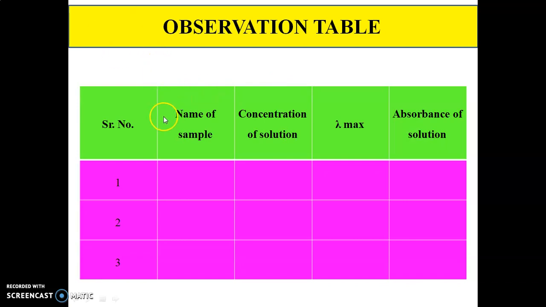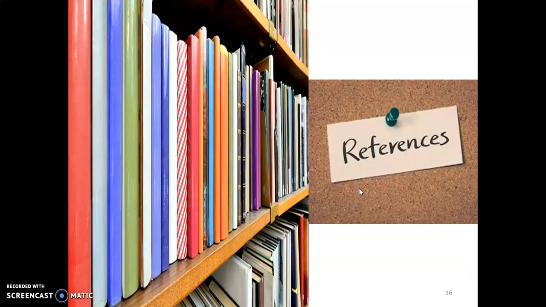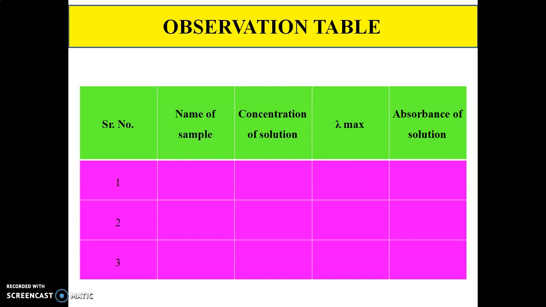Here you have to write down the name of the sample, concentration of the final solution, lambda max standard, that is 257, and the absorbance of the solution, which you will get from the UV spectrophotometer. And then calculate the concentration and the percentage purity, which is explained in other videos. For that, refer to the calculation video and calculate the percentage purity of the sample.